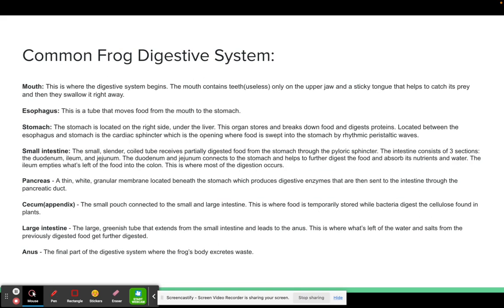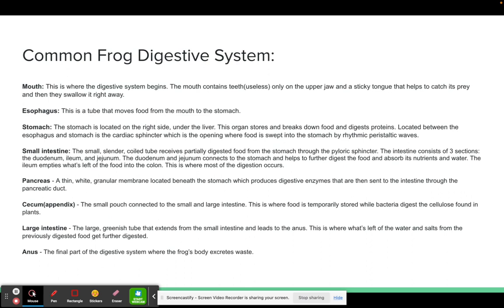For the common frog digestive system, it's practically the same as the rat, except the mouth. Well, for any digestive system, this is where it's going to begin. But the frog's mouth contains teeth on the upper jaw, but these are practically useless as when they catch their prey, they just swallow it right away. And in addition, they also have an extremely long, sticky tongue that helps to catch its prey.